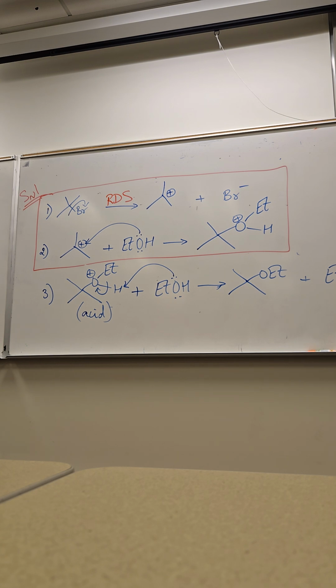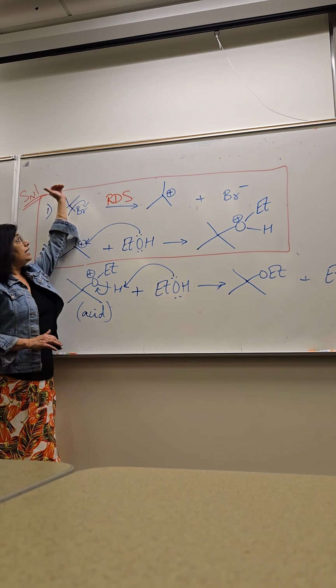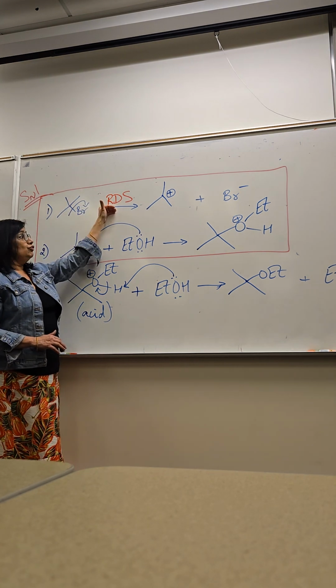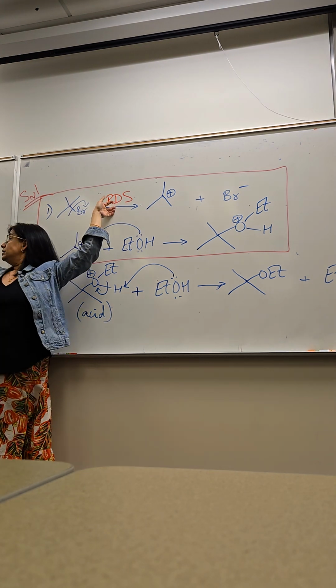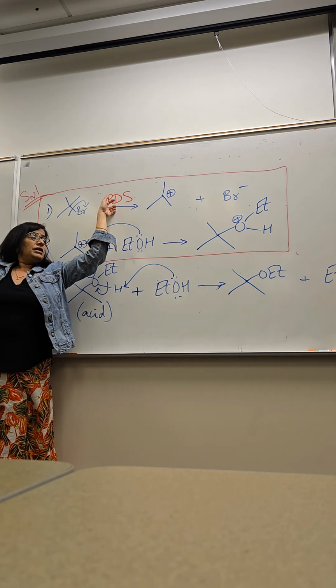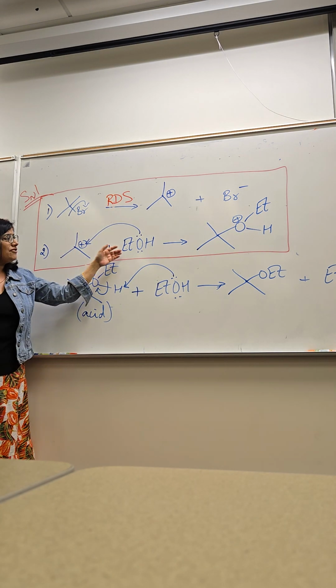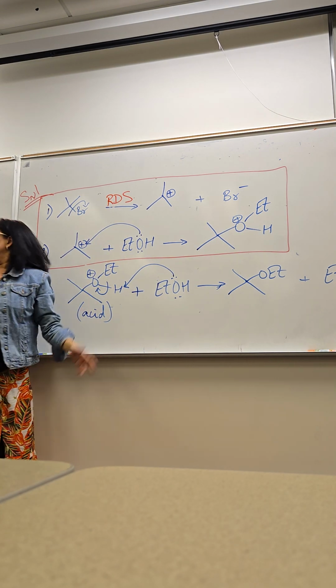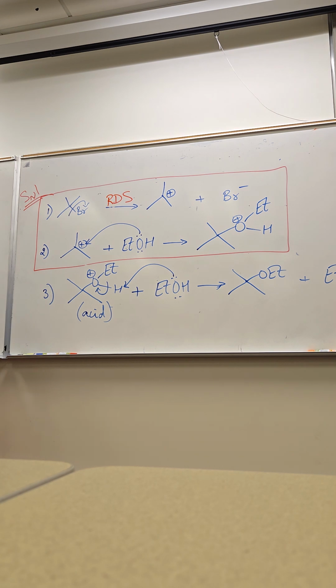So any reactant that comes into the picture either before or through the rate determining step will come into the rate equation. But any reactant that comes after the rate determining step does not come into the rate equation because it doesn't affect the speed of the reaction.